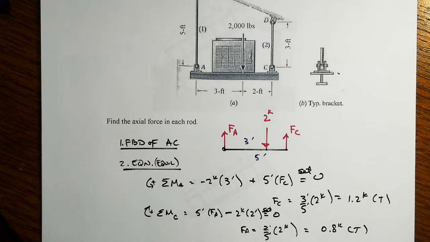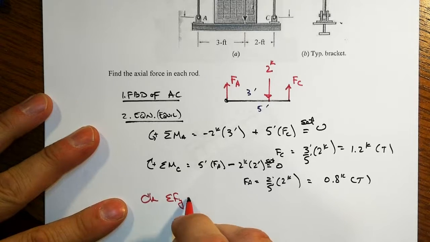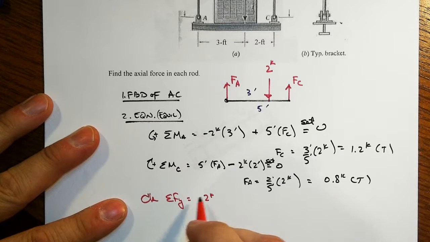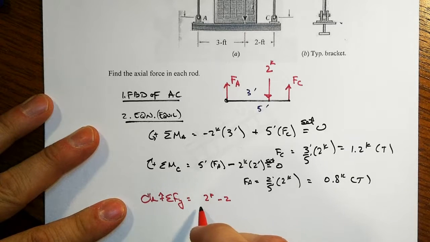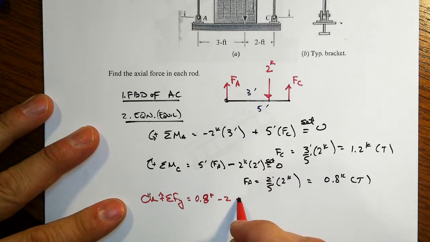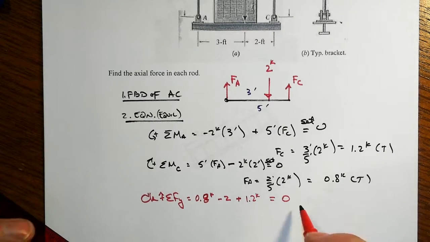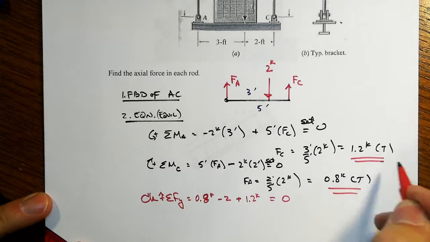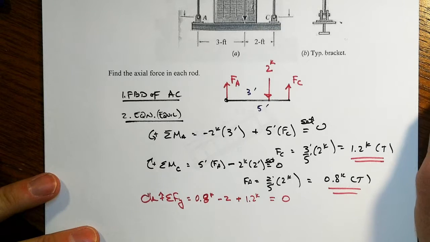Note that we can now check equilibrium by summing forces in the y direction. We have 0.8 kips acting up at A, minus 2 kips acting down here at 3 feet over, and then we have the plus 1.2 kips. That is going to be equal to 0, the way it should. So those are the correct values for our requested items.